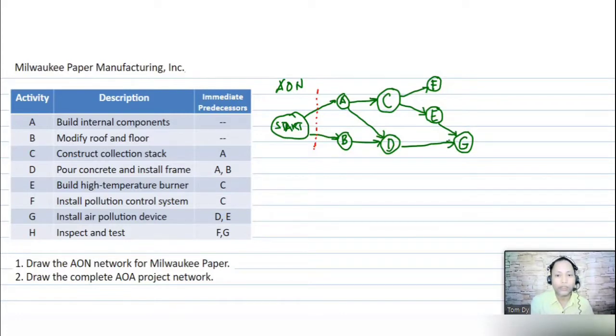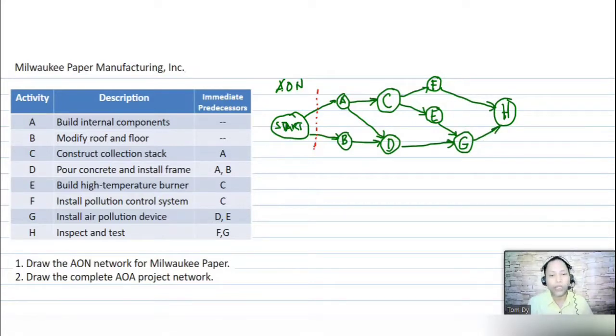Okay, so E and D, these are activities before G. So the immediate predecessors for G are D and E. And then for H, we have F and G. So I will draw activity H here, with an arrow connecting to H.